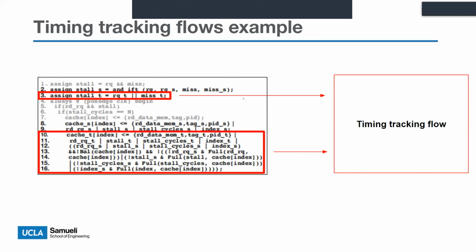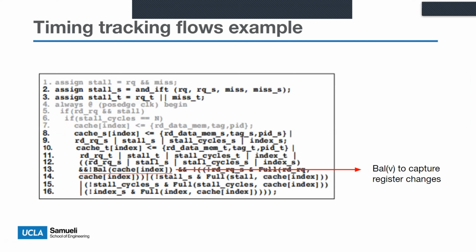Here's the example of the timing tracking flow. The red box indicates the timing flow: in line 3, we can see that it defines a label .t, and then between lines 10 to 16, it is monitored by updating the variables. We can see that on line 13, the BAL Boolean operation is used to detect the timing variation of the variable.